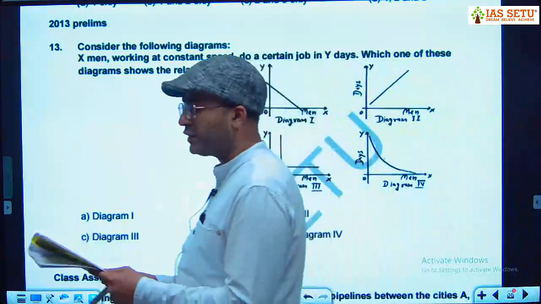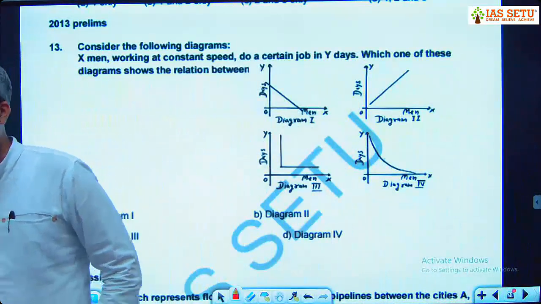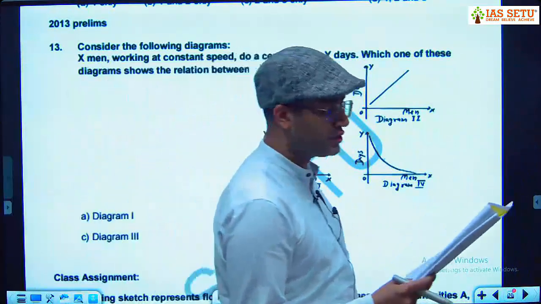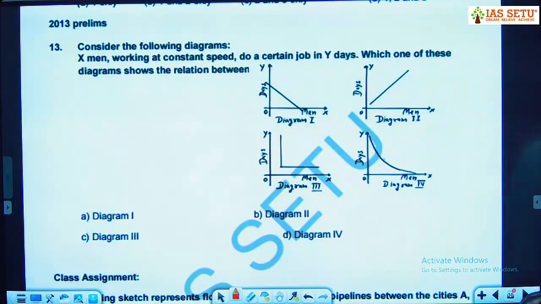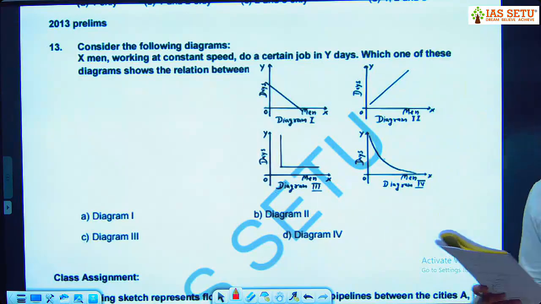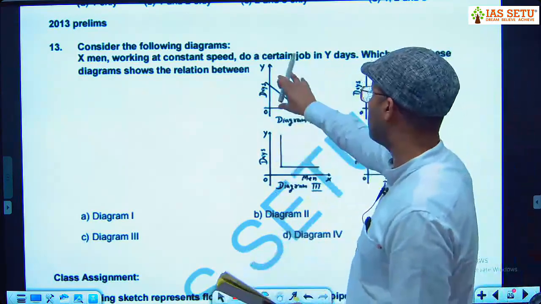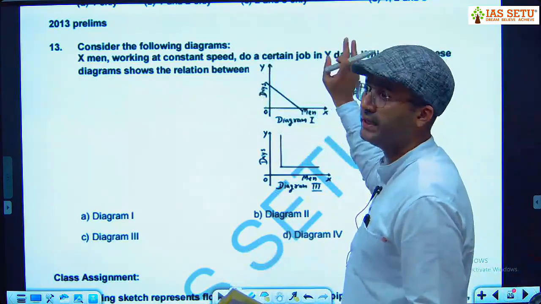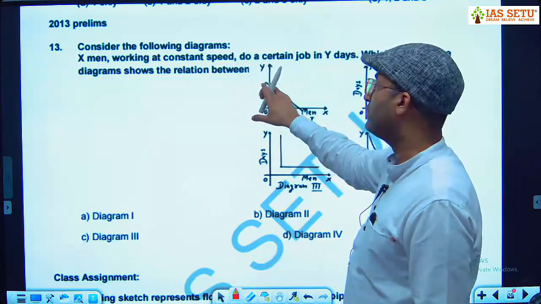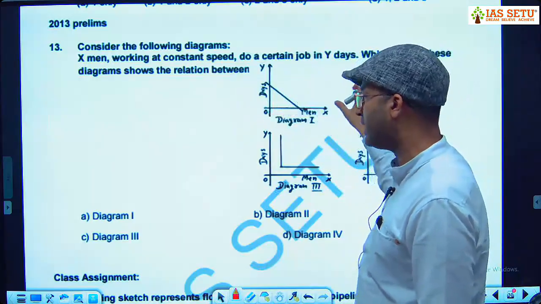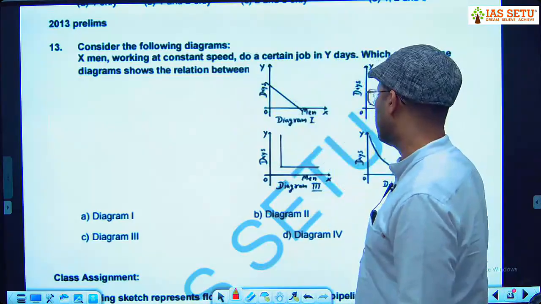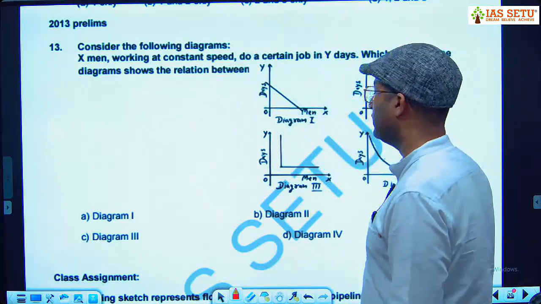Consider the following diagram. X men working at constant speed do a certain job in Y days. Which one of this diagram shows the relationship between man and days? We have to find what is the relation, which one of this diagram shows relationship between man and days. Diagram 1, diagram 2, diagram 3, diagram number 4.